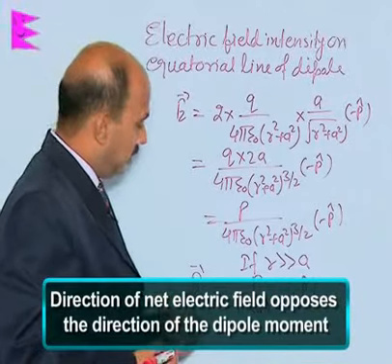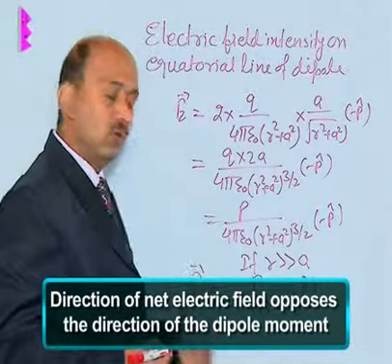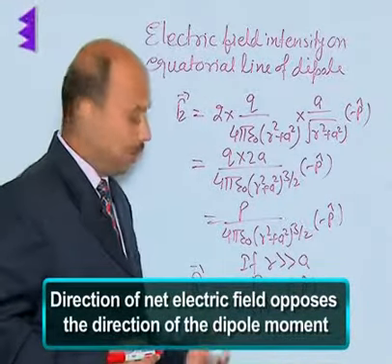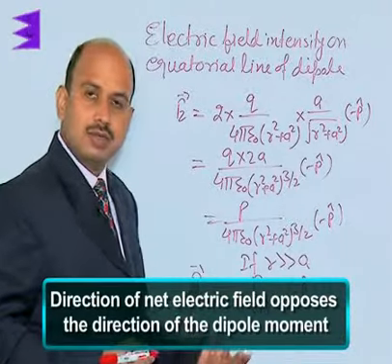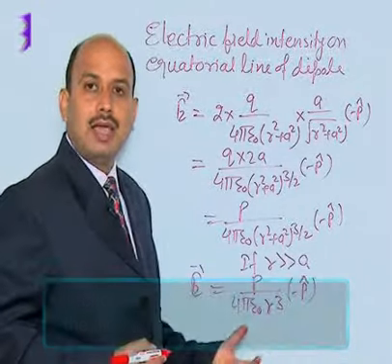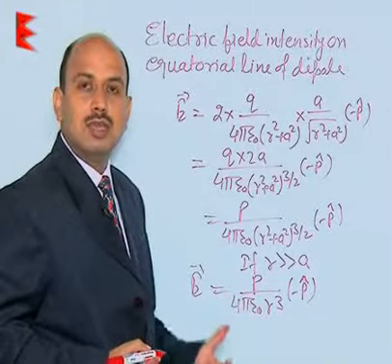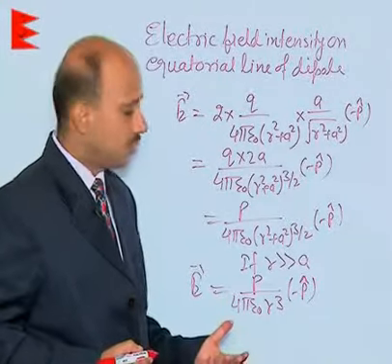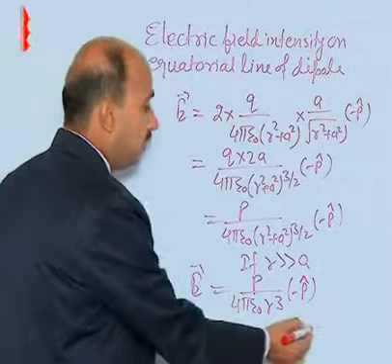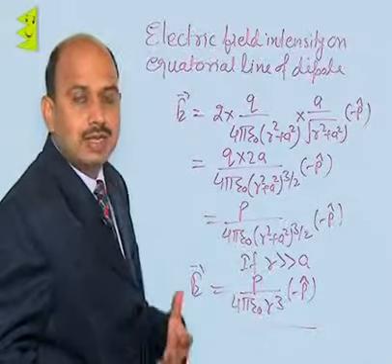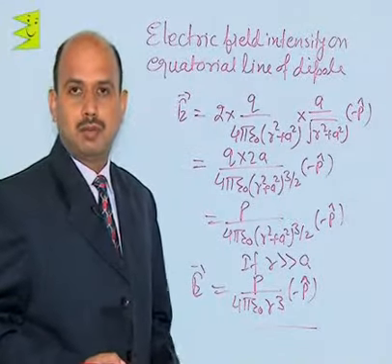And see here, the electric field intensity at the equatorial line and at a point on the axial line are different. At a point on the axial line it is twice the electric field intensity at a point on the equatorial line. So this is about the electric dipole and the electric field of the electric dipole.